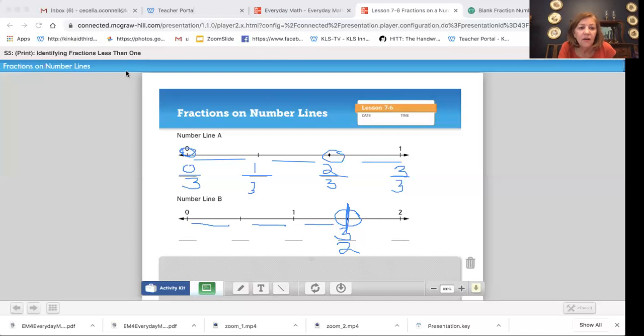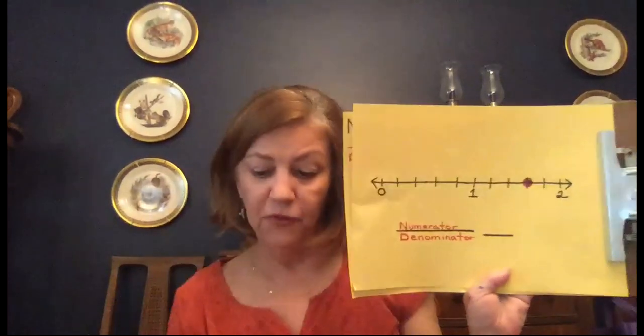Okay, so now I'm going to stop share, and I'm going to end with one more example for you to go away with, and then you can go back and finish B by filling it in, and also doing C and D by yourself. So we're going to determine the numerator and the denominator, and we're going to start with the denominator. Okay, so we've got to look at how many equal parts there are between 0 and 1. We're not going to let that 2 confuse us.